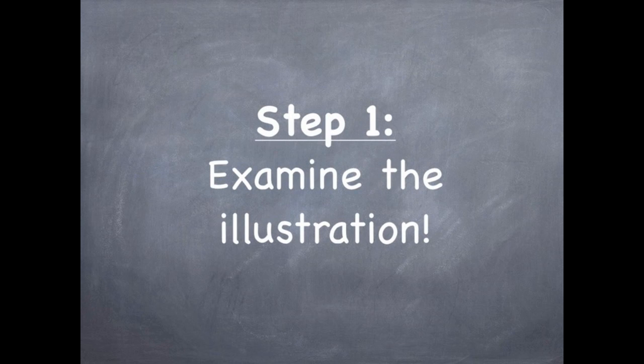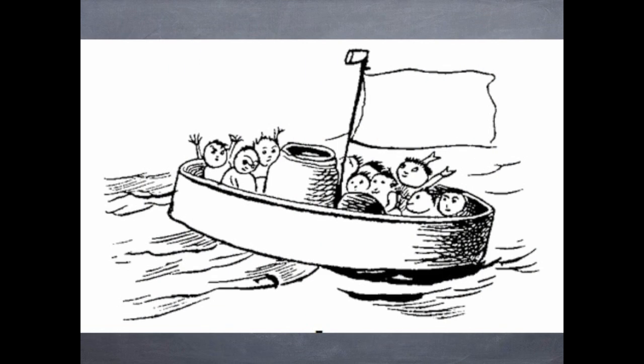Step 1. Examine the illustration. Let's figure out where the picture is set and what characters are in the picture. Take a look at this picture. Where do you think the story is set? I noticed some waves. I can tell that this is set in the ocean or the sea.